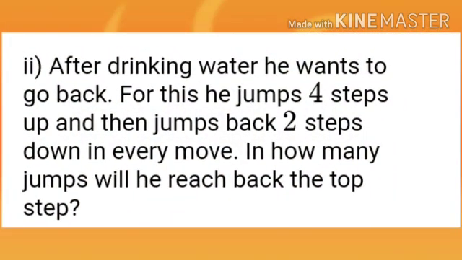So in subdivision 2, after drinking water, he wants to go back. For this, he jumps 4 steps up and then jumps back 2 steps down in every move. In how many jumps will he reach back the top step? In the previous subdivision, it was 3 steps down and 2 steps back to reach the water level. Now from the water level to step number 1, he jumps 4 steps up.